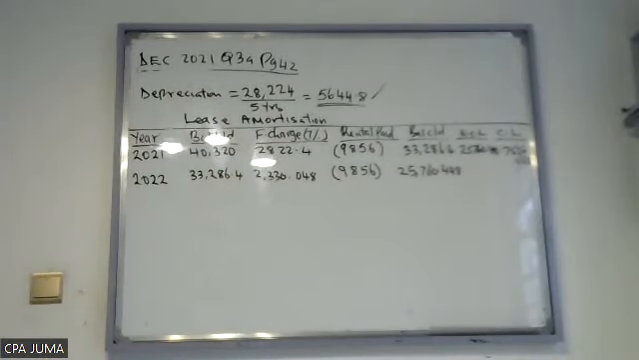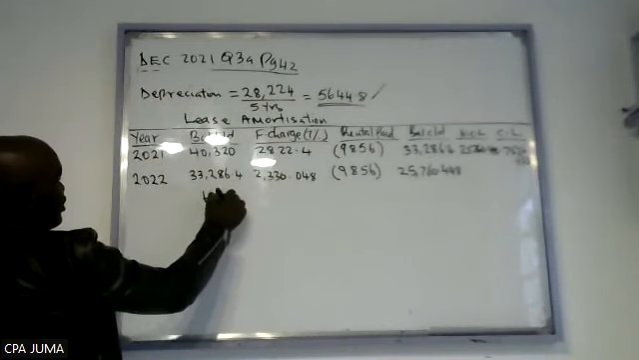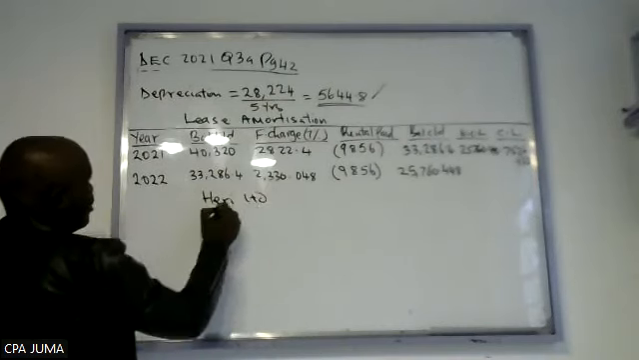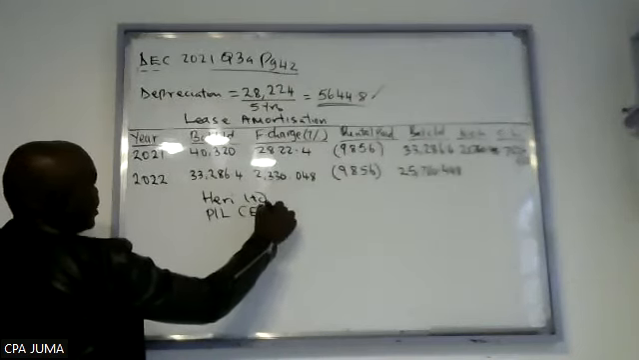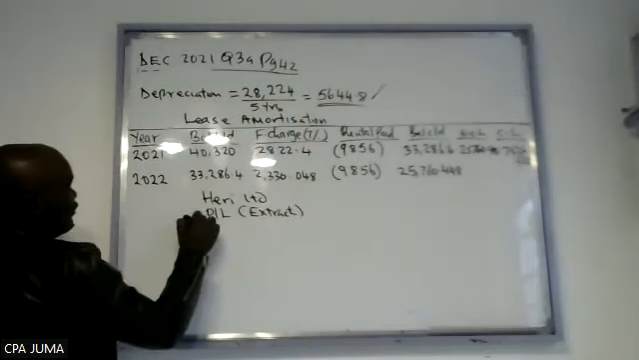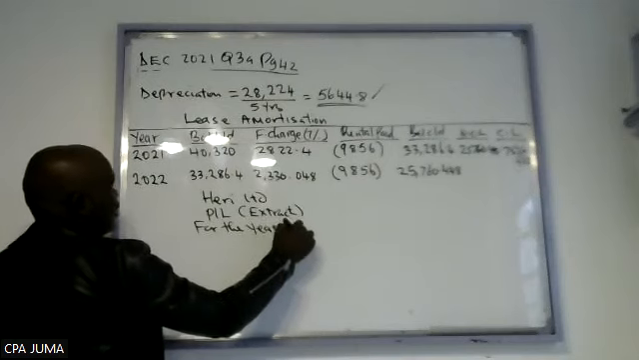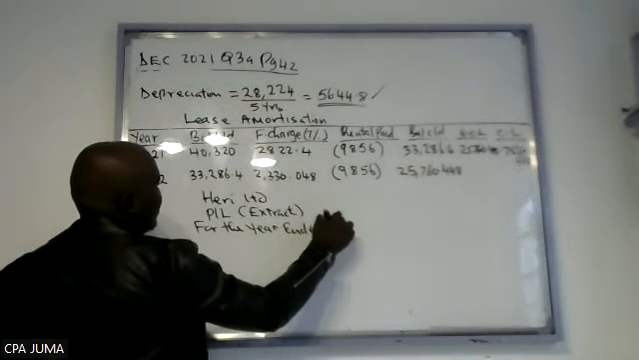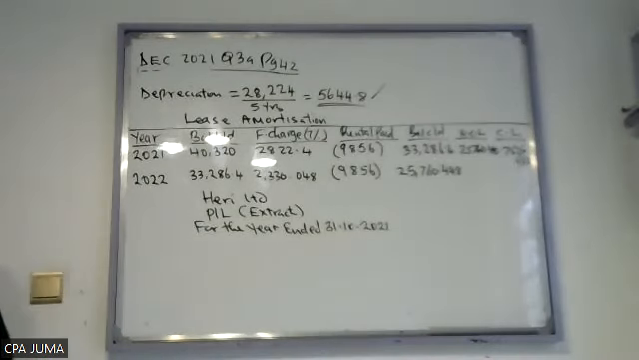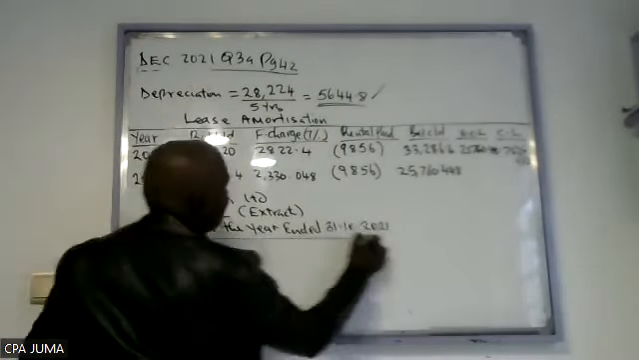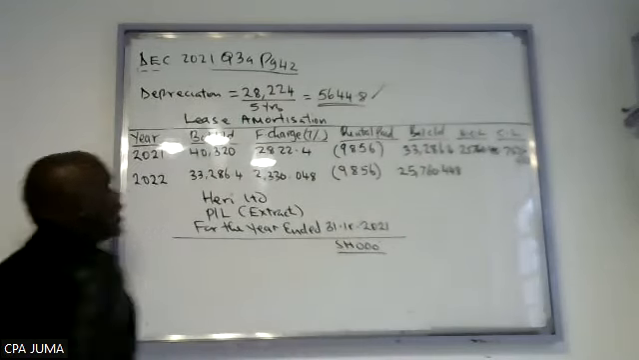Very good. So, Harry Limited, P&L extracts for the year ended 31st October 2021. They only want 2021. So, like that.